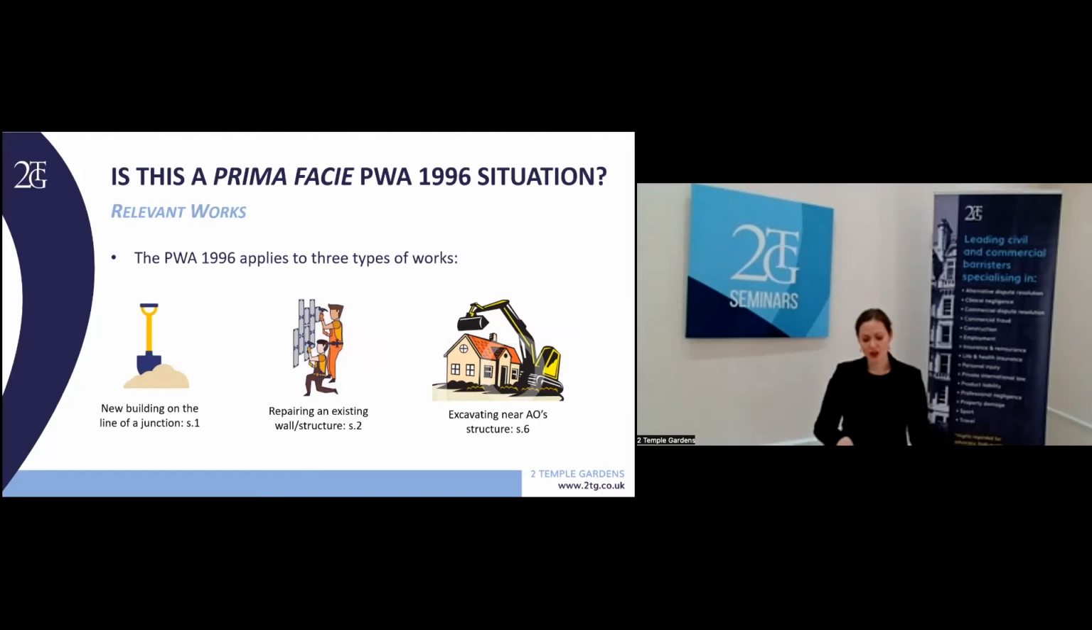Finally, we get to the types of work that are within the scope of the Act. Now, the rules are in the sections set out on the slide. Section 1 for new buildings and structures, Section 2 for work to an existing wall or structure, and then Section 6. Now, Section 6 has the most complicated rules, and it gives us the etc. in the Party Walls, etc. Act.